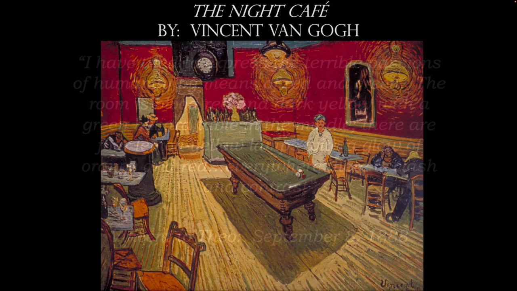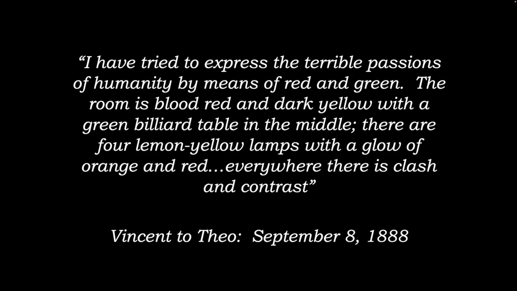In a letter that Vincent writes to his brother, he says, "I've tried to express the terrible passions of humanity by means of red and green. The room is blood red and dark yellow with a green billiard table in the middle, 4 lemon yellow lamps with a glow of orange and red. Everywhere there is clash and contrast." So Vincent, when he creates these paintings, and he utilizes a lot of complementary colors throughout his time as an artist, he knows exactly what he's doing when he's using complementary colors.